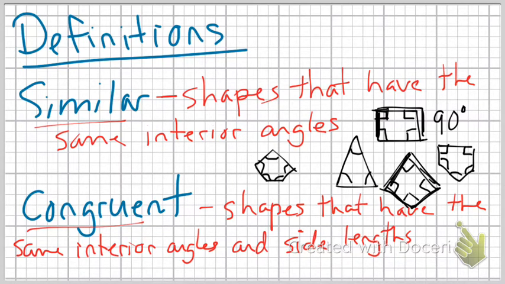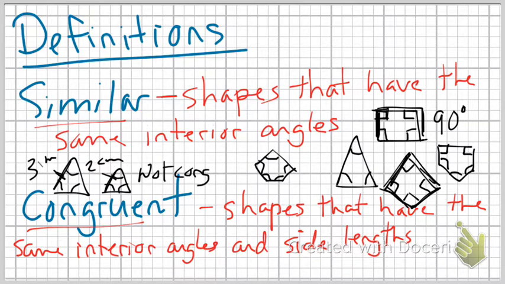So if I draw another triangle over here, and another triangle here, the interior angles are ideally the same, but the side lengths are not. This could be 3 centimeters, while this is only 2 centimeters. Okay, so these would not be congruent. Not congruent.